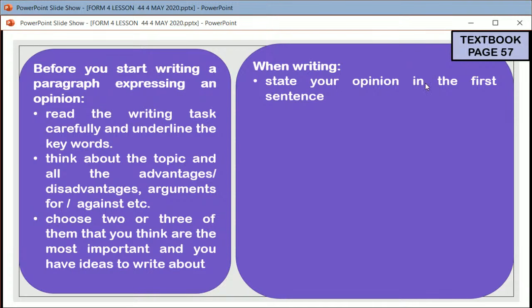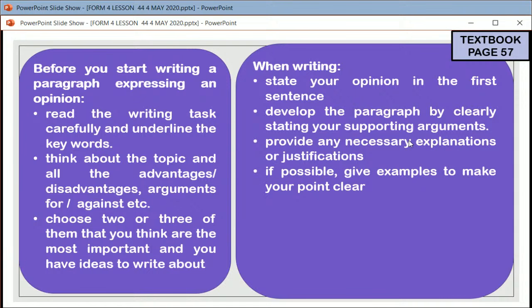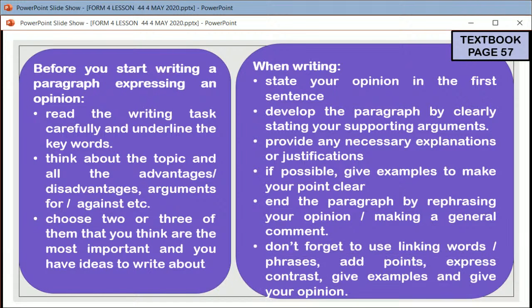State your opinion in the first sentence. Then develop the paragraph by clearly stating your supporting arguments. Make sure you provide necessary explanation or justification. And if possible, give examples to make your point clear. All right? Give examples. Examples are very important. End the paragraph by rephrasing your opinion or making a general comment.